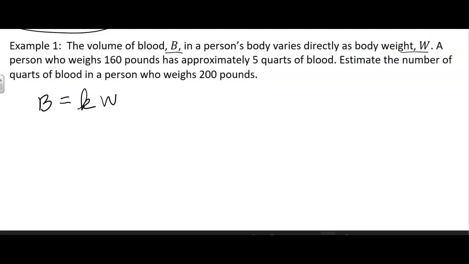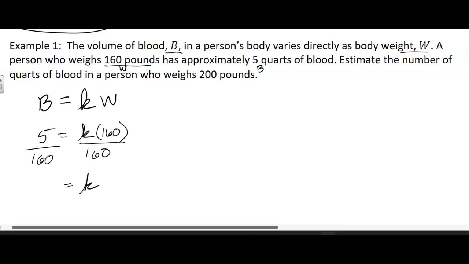Okay, now they're going to give us some information about a particular time so we can find K. A person who weighs 160 pounds, so that's the W, has approximately 5 quarts of blood. So we've got the blood at 5. We don't know what K is, that's what we're trying to figure out. And the weight is 160 pounds. Then we're just going to divide by 160 in this case. And then you can leave that K as a fraction, 1 over 32. I probably would just leave it as a fraction like that, it's probably easier than getting some long decimal. You really don't want to round off K because that would make a big difference in your answers. Okay, so we found K.